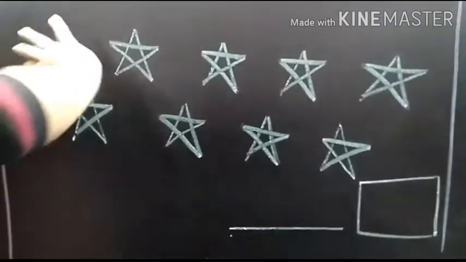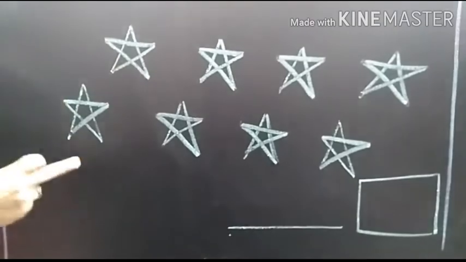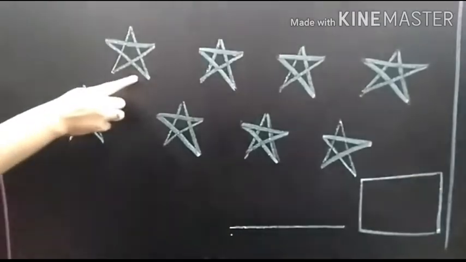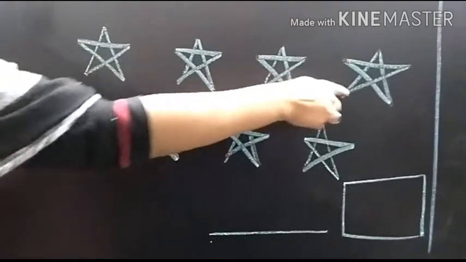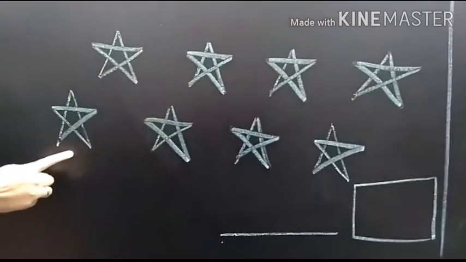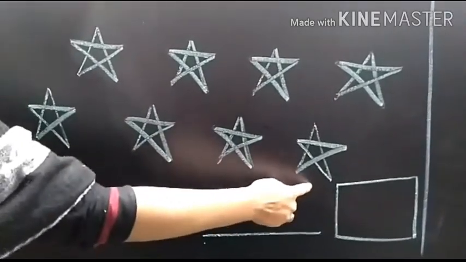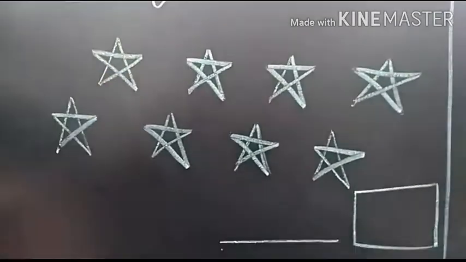Now you can see there are some stars here, right? So like the circles, we are also going to count these stars. Come on, let's count. 1 2 3 4 5 6 7 8. We'll count it again. Okay, come on, now count with me.